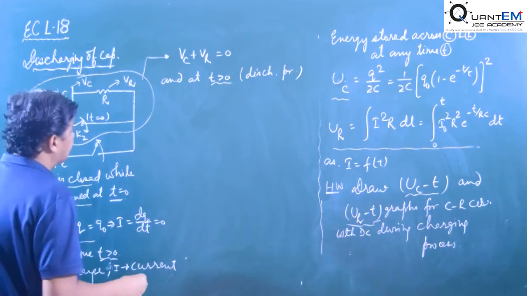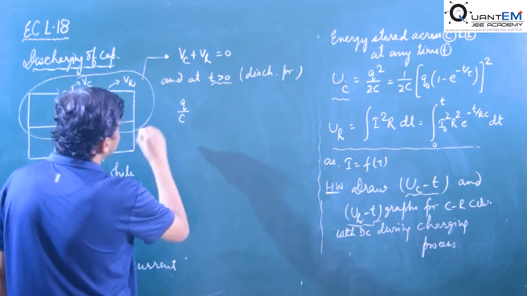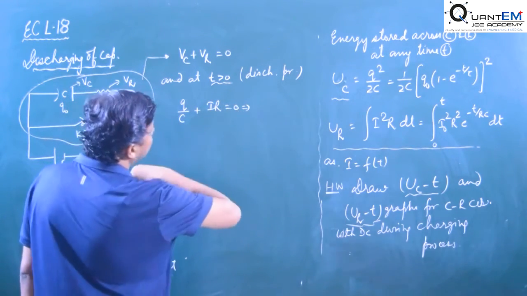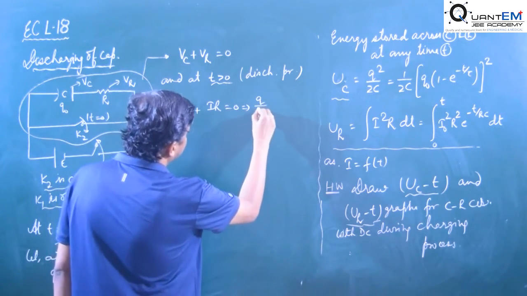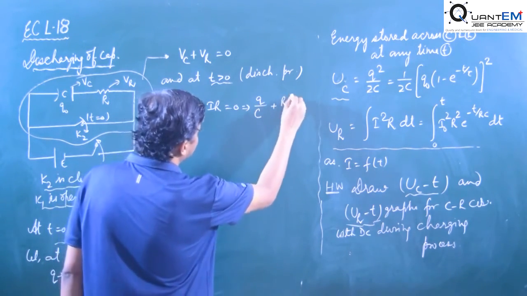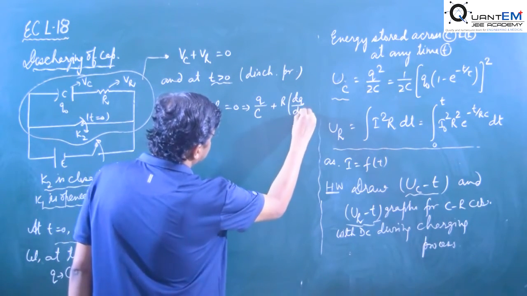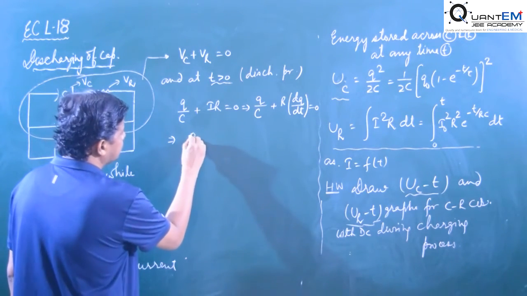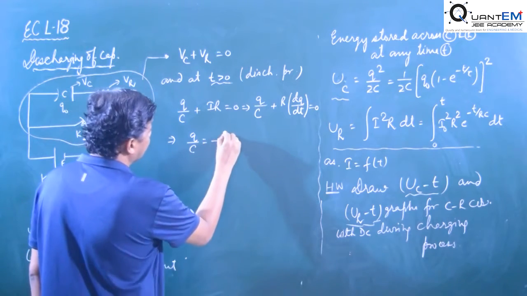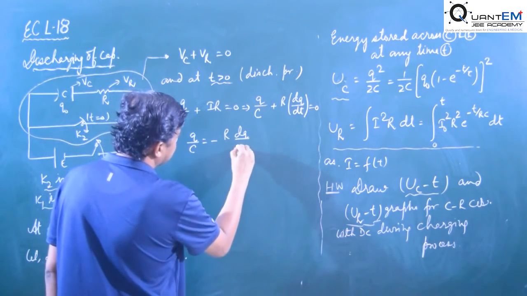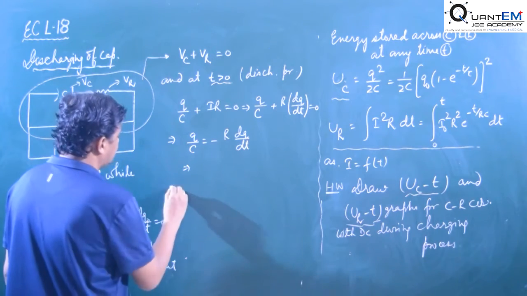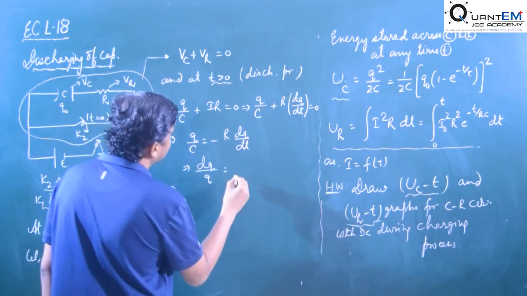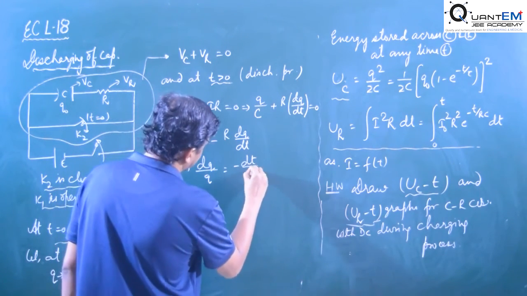So what is the value of Vc? It is q by C, and the value of Vr is IR, and the sum is equal to 0. We may also write q by C plus R, and in place of I we write dq by dt, equal to 0. Now solve it. We get q by C equal to minus R dq by dt, or you may write dq by q equal to minus dt by RC.